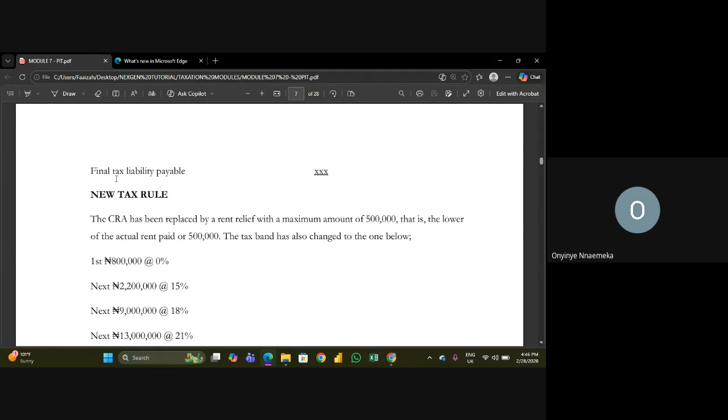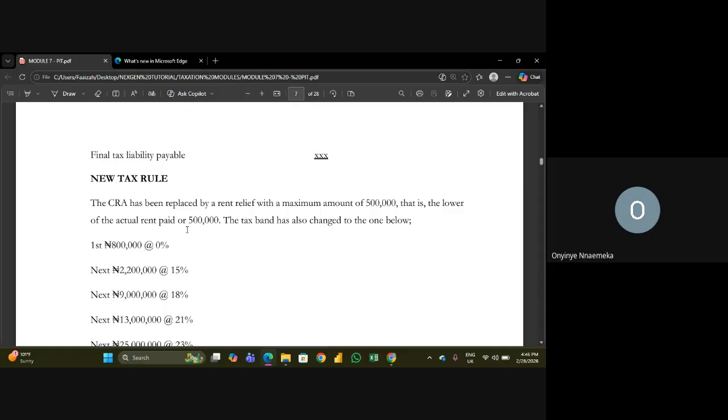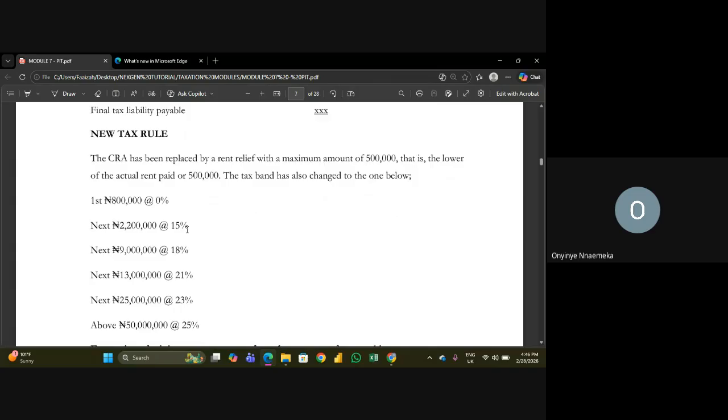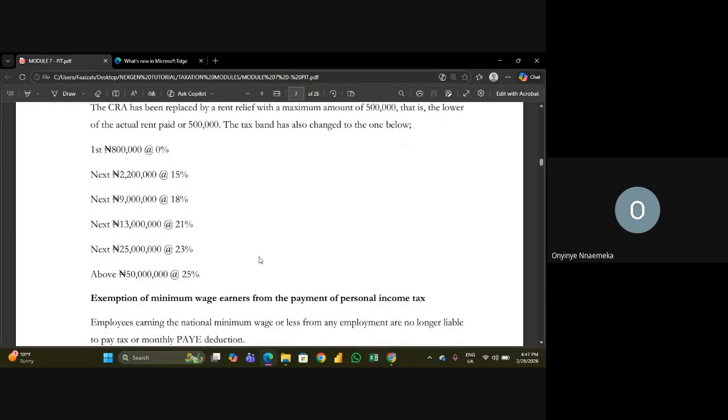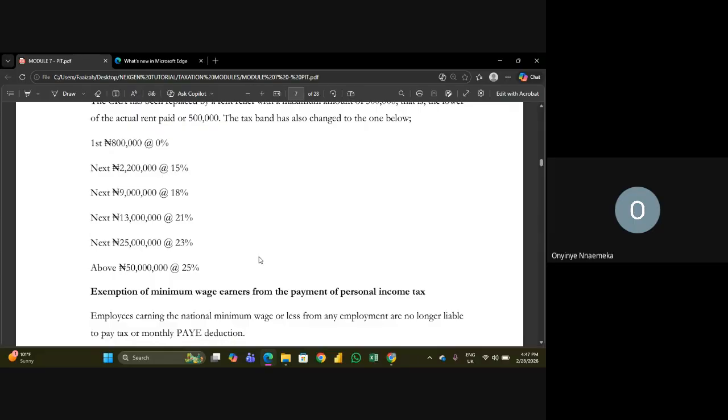So now the tax band has also changed. Before it was first 300, next 300, next 500, next 500, next 1,600,000, above 3.2 million. Now what we have is first 800,000, next 2.2 million, next 9 million, next 13 million, next 25 million, above 50 million. And the advantage of this new one is that anybody that is earning below minimum wage is exempted from tax, right? So if your money is below minimum wage, you are exempted from tax.